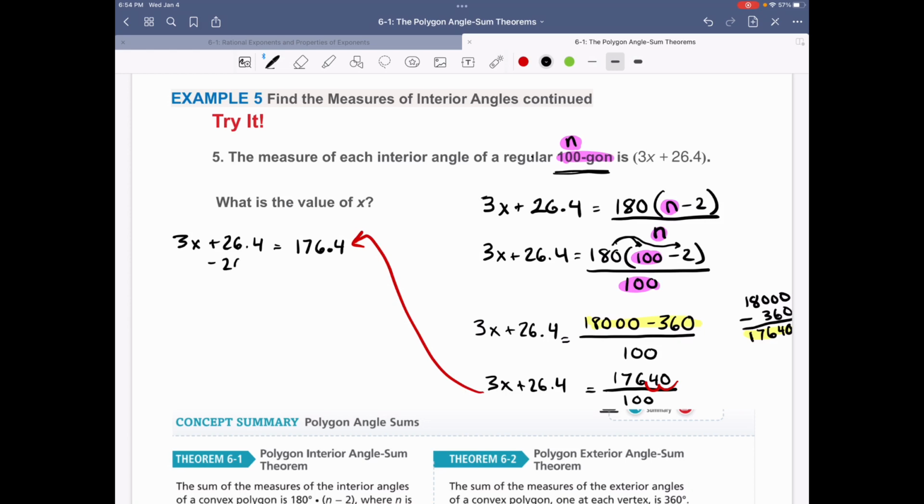We are going to subtract 26.4 from both sides, and that's going to give us a nice number. These cancel. Bring down 3x equals, this is 150. And 3 goes into 150 50 times. So I'm going to divide. This is a one-step equation. I divide by 3. And that gives me x equals 50. All right, and if you plugged that in, you could figure out what the angle actually equals.